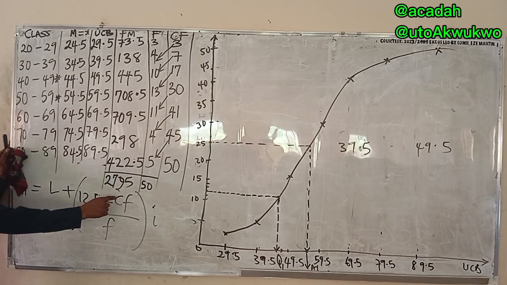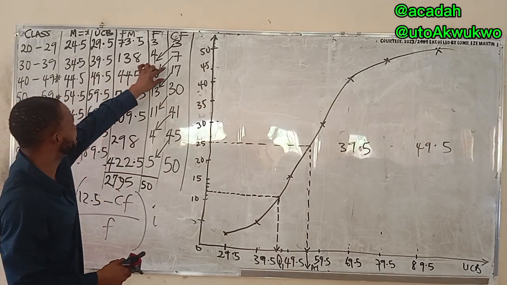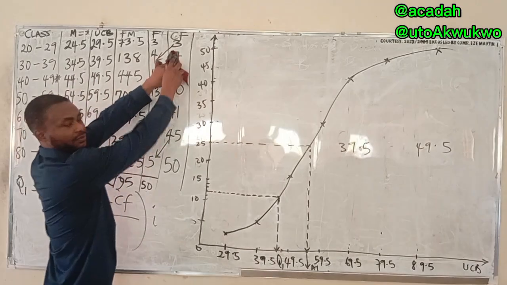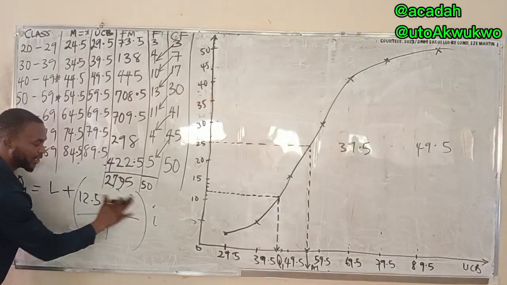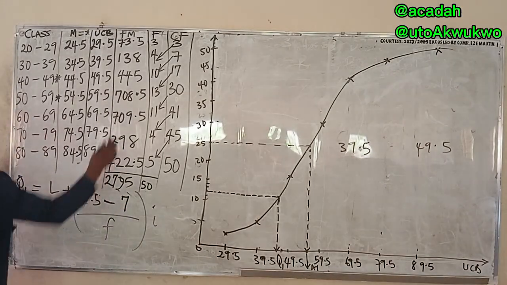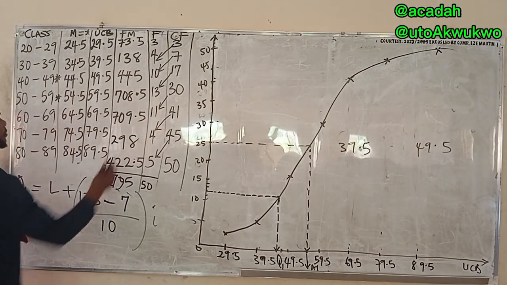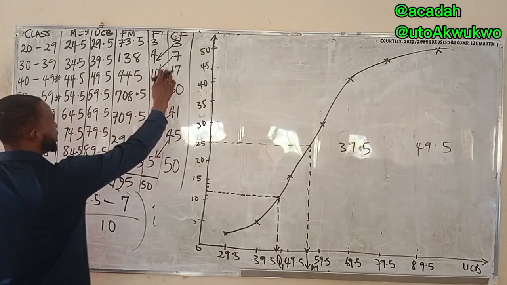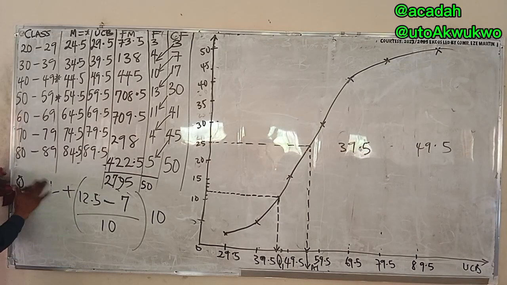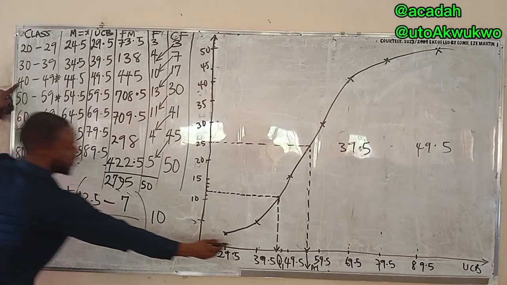So that's it. This cumulative frequency here is simply the cumulative frequency before this class. The cumulative frequency before this class is 7. The cumulative frequency you're using is always the one before the class. Now, the frequency of this class is what? 10. The class interval is the same for all. It's 10. Then the lower class boundary of this class will be 39.5, which is here.